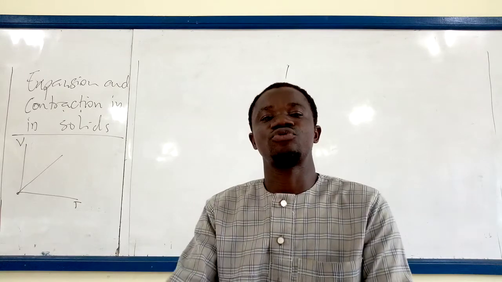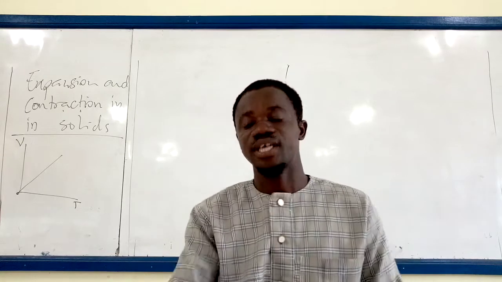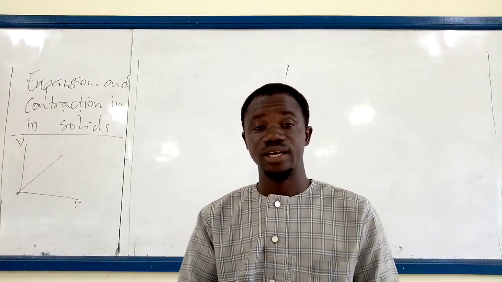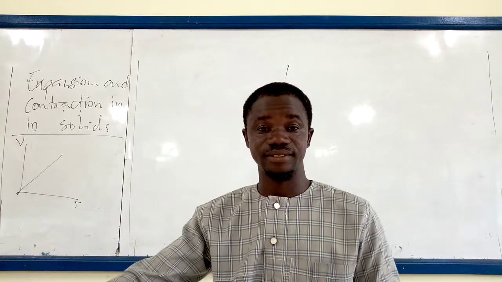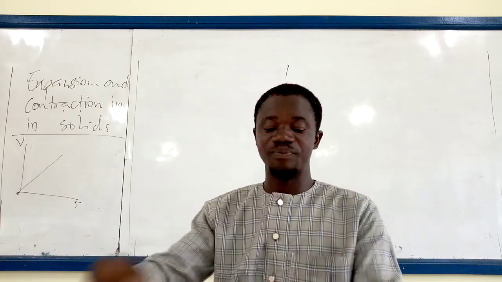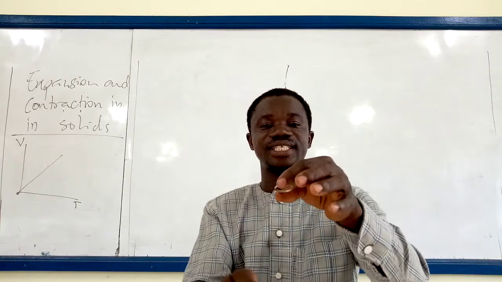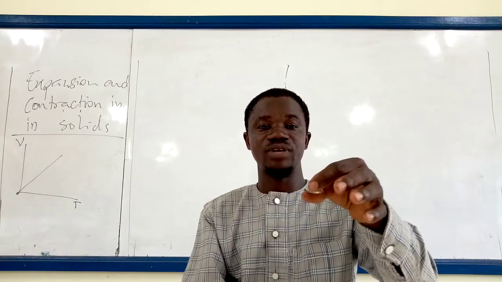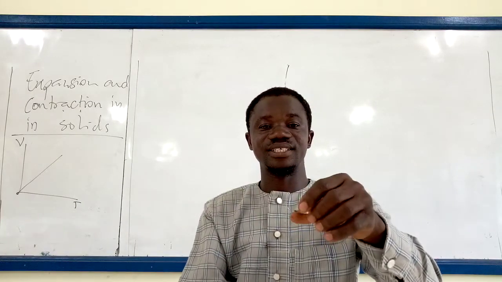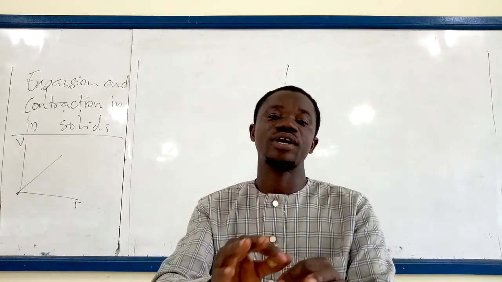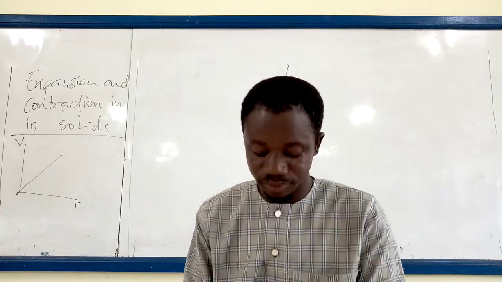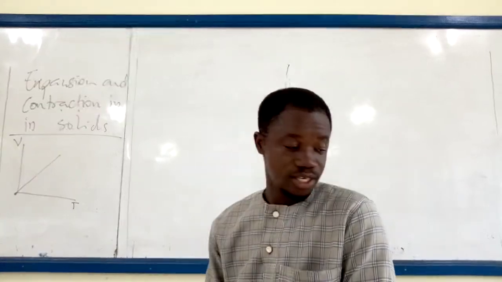To show the other side, that is, contraction when cooled, we cool the metal that we have heated, and then we bring it to the ring again. Then we see that now the metal is able to slip through the ring. What this tells us is that the metal has contracted upon cooling. Exactly. Thank you very much.